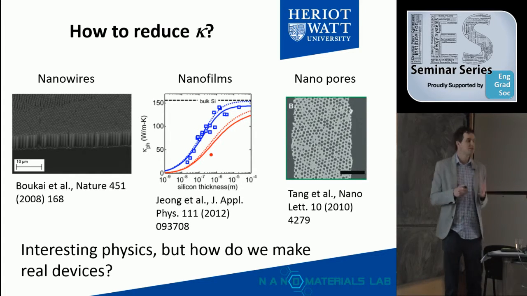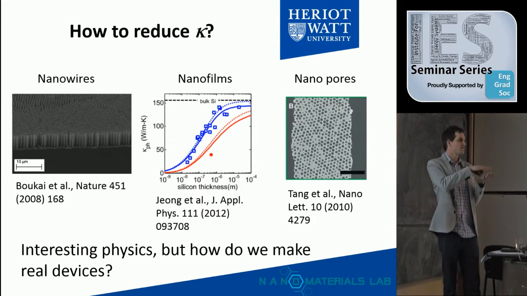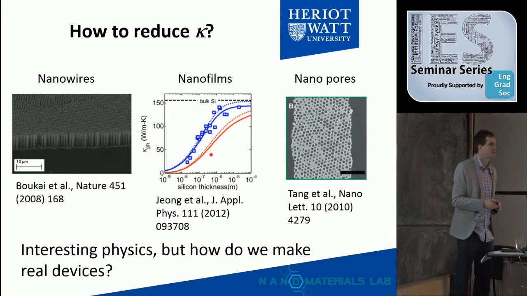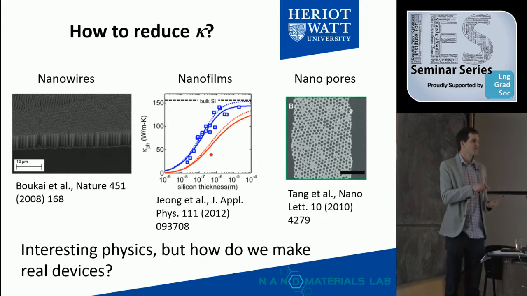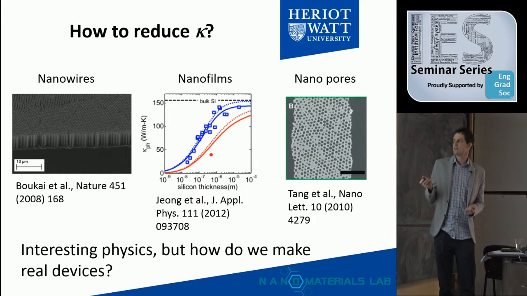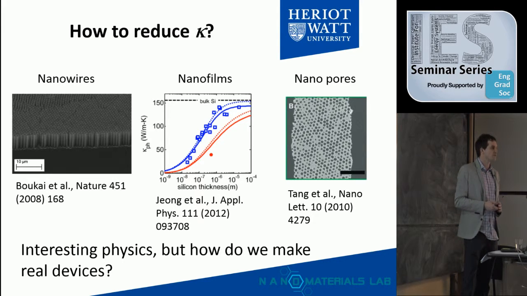You can do the same with two-dimensional structures like nanofilms. So if you make the thickness very thin, you can also reduce the through-plane thermal conductivity. And people have also looked at sort of porous structures in thin films, some very regular, very dense pore structures like you can see here on the right, also work quite well at stopping phonons travelling through this film.